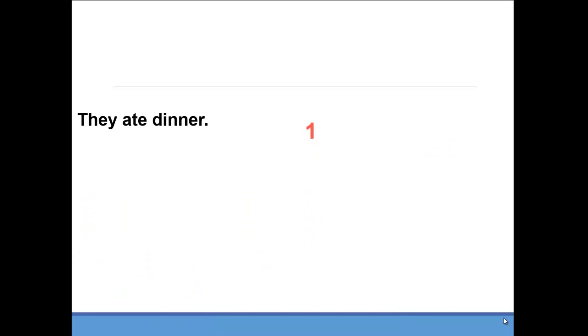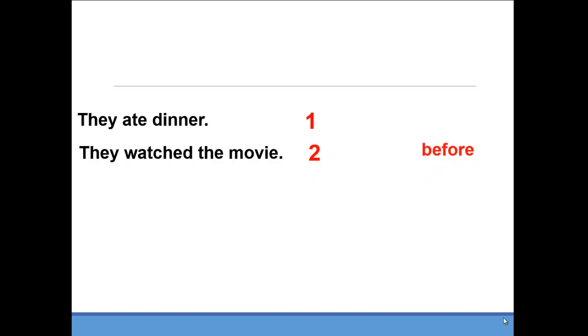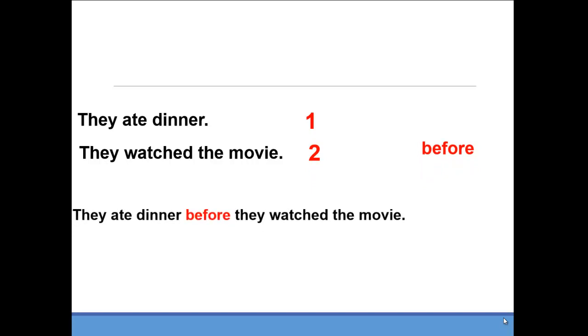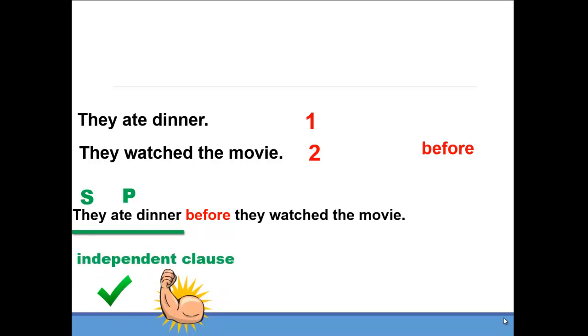They ate dinner, sentence number 1. They watched the movie, sentence number 2. Let's use the subordinating conjunction before. They ate dinner before they watched the movie. Let's check the first part. They ate dinner. Can I use this part alone? Yes, I can. So it is the independent clause. Excellent. Before they watched the movie. They is the subject, watched the movie is the predicate. Can I use this part alone?